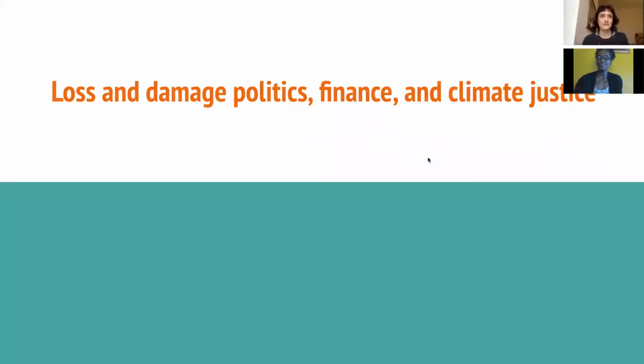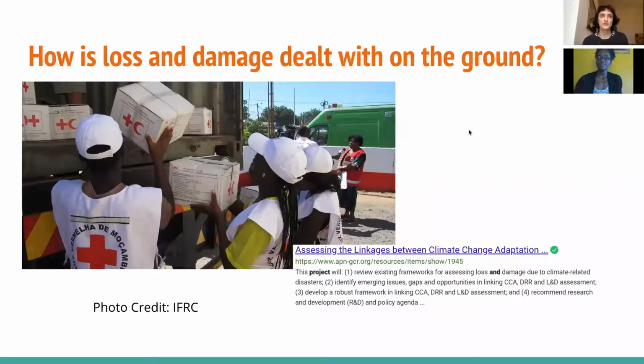Great. Hi, everyone. I am now going to talk a little bit about the politics, finance, and climate justice aspects of loss and damage. So first, just giving some background on how loss and damage is dealt with on the ground. You can see from this photo, these are people from the Red Cross and Red Crescent Society, so it's a humanitarian agency. And the reality is that a lot of loss and damage right now is dealt with by humanitarian agencies like the Red Cross.